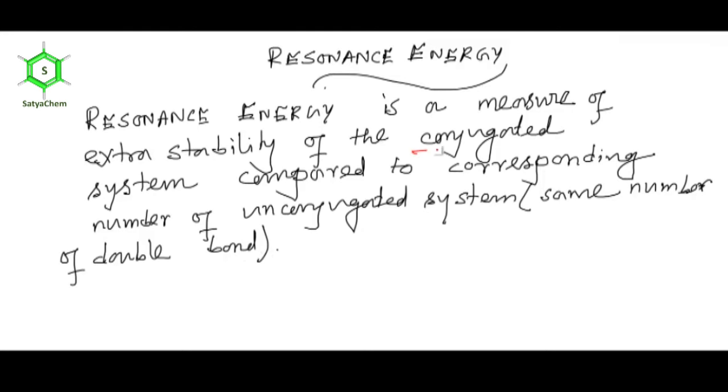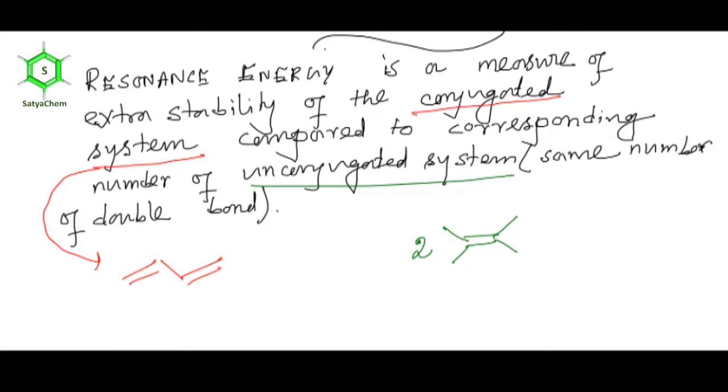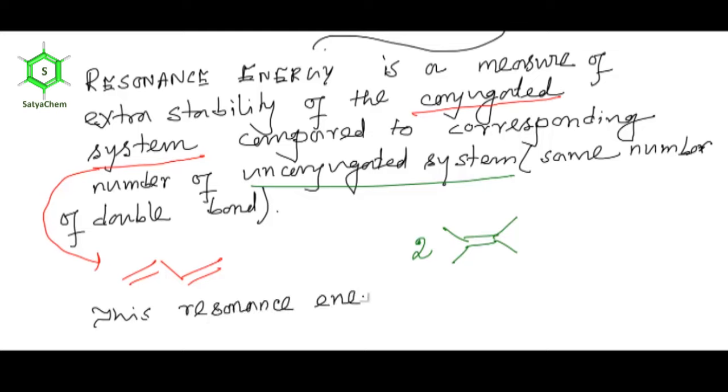Now, what is a conjugated system and what is an unconjugated system? In a conjugated system, there is double bond, single bond, double bond, and in an unconjugated system, there are isolated double bonds. Here it is butadiene, here it is ethylene. Now, this resonance energy can be calculated from experimental measurement.